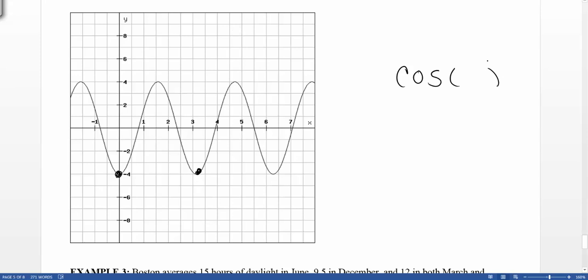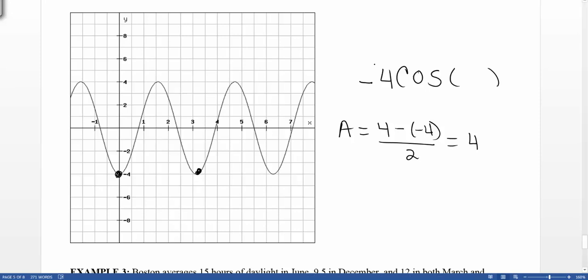Now, to find the amplitude of this graph, I'm again going to look for the maximum value, which is 4, minus the minimum value, which is negative 4, divided by 2. 4 minus negative 4 is 8. 8 divided by 2 is 4. So I know that I'm going to have a 4 in front of the cosine, but I need to figure out if it's positive 4 or negative 4. Since cosine usually starts at a maximum, and in this case it starts at a minimum, I'm feeling fairly confident that it was rotated around the x-axis, and therefore this should be negative 4 cosine.